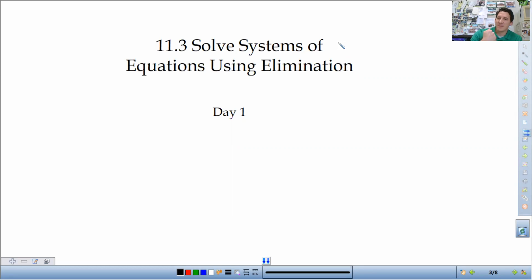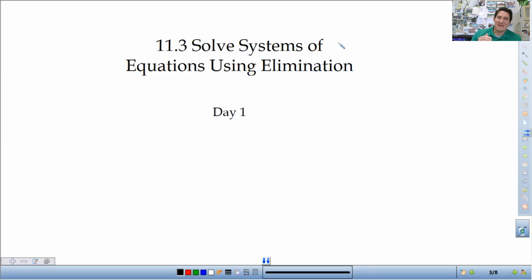The second one is called substitution. That's what we worked on last week, where we substitute in one equation into the other, solve to find an x or y value, then substitute that again to find the other value. Today, what we're going to be using is called elimination.